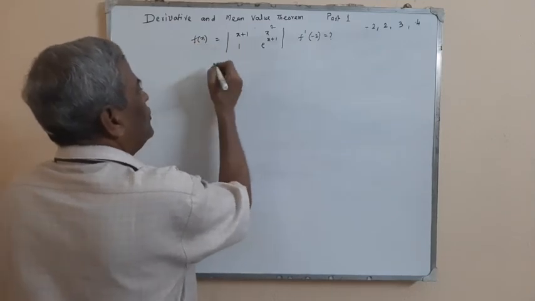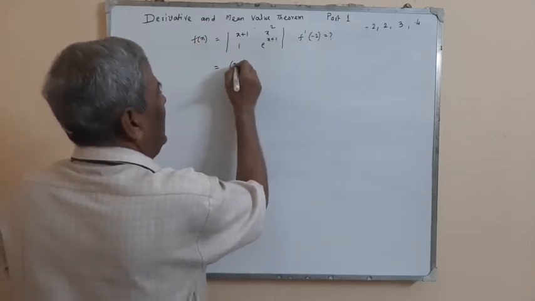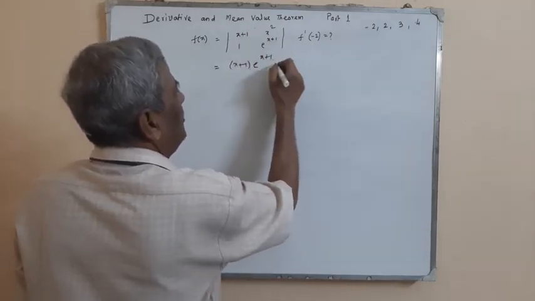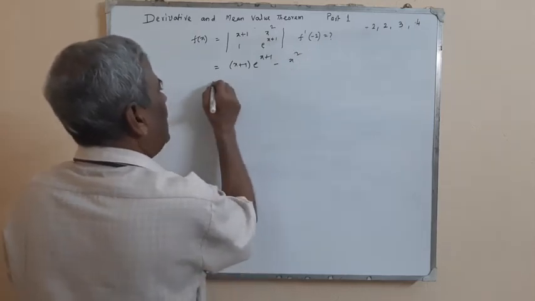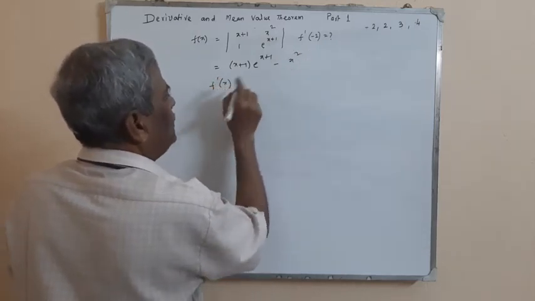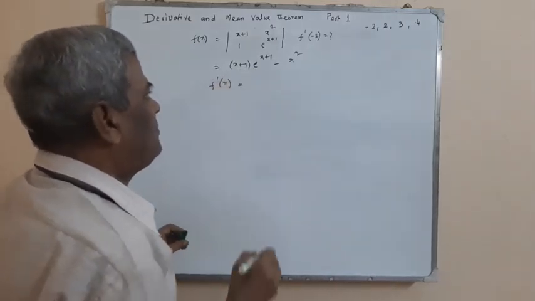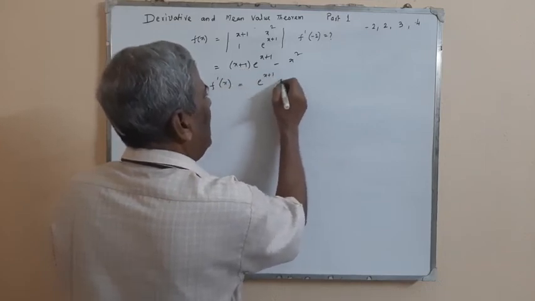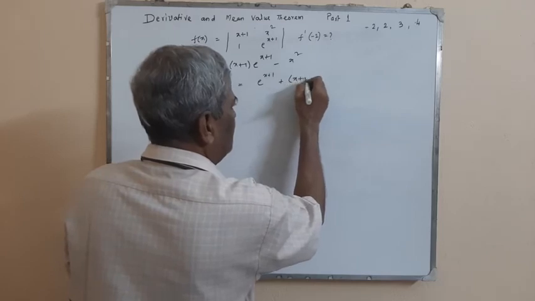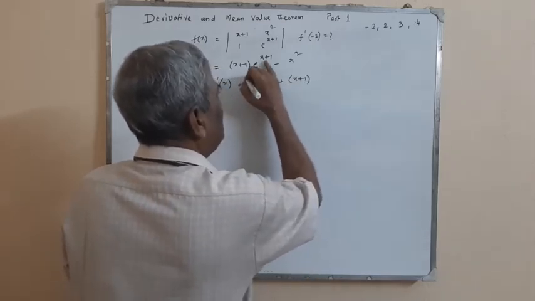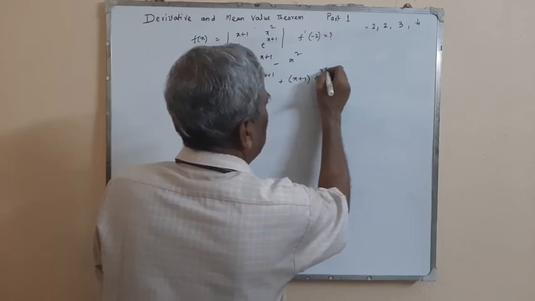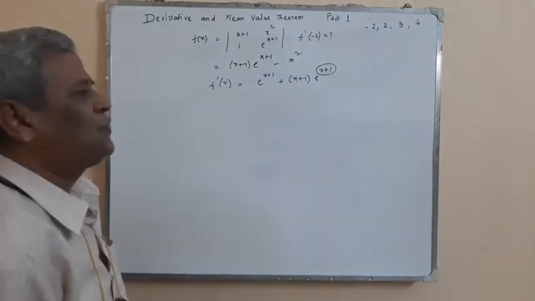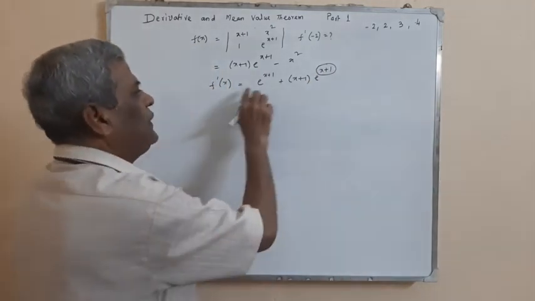Now here, as it is very simple, the determinant is x plus 1 into e to the power x plus 1 minus x square. Therefore, f dash x is equal to, this is a product of two factors, so its derivative is 1 into e to the power x plus 1 plus x plus 1 into the derivative of e to the power x plus 1, which is e to the power x plus 1 into the derivative of that part, which is simply 1. So we get that.